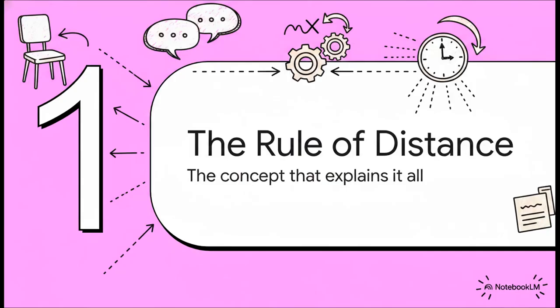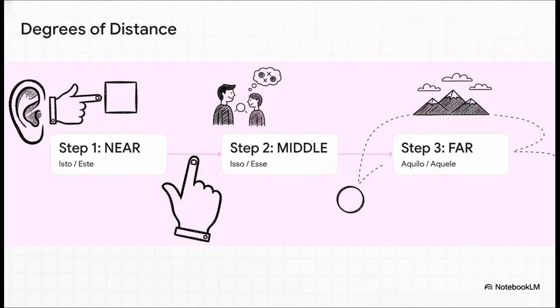And here it is. The master key to this whole puzzle is just one concept: distance. And I don't just mean physical distance, like how far away a chair is. I'm talking about distance in a conversation, distance between ideas, and even distance in time. Once you get this one rule, everything else just clicks into place. So here's how it breaks down.